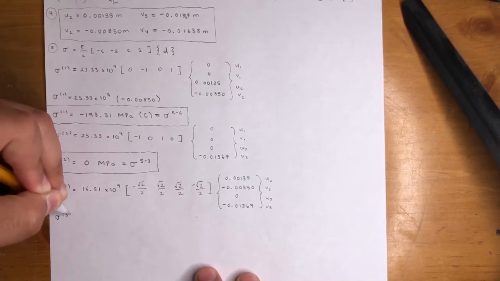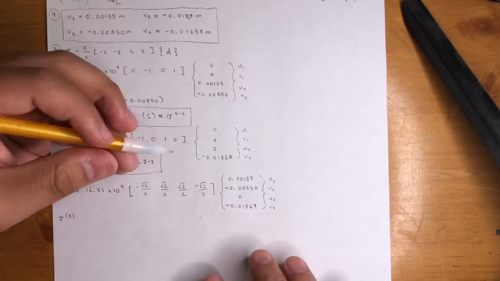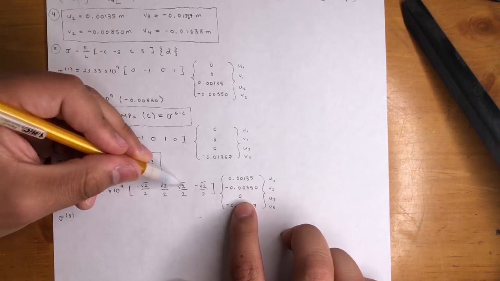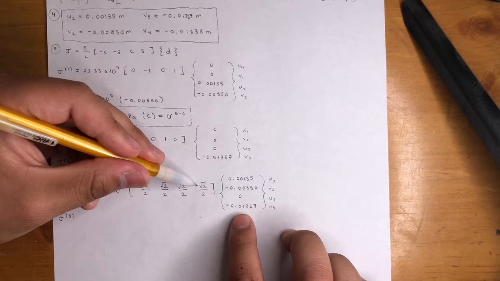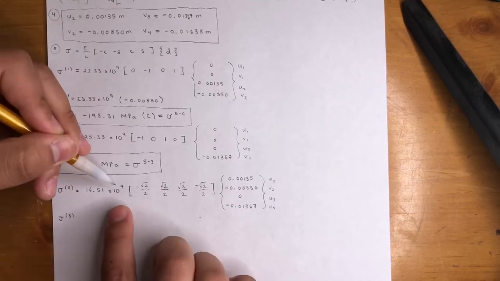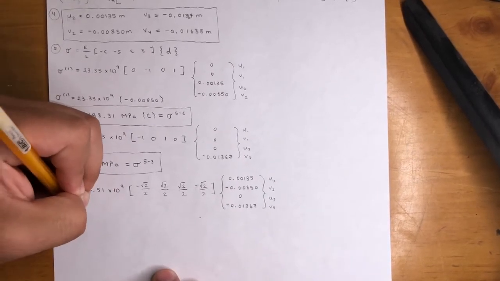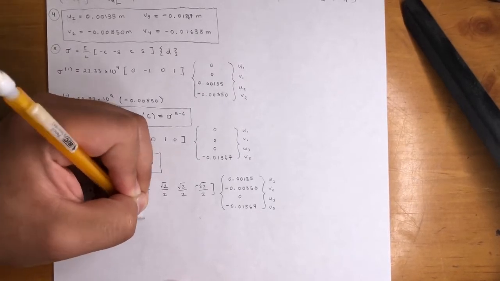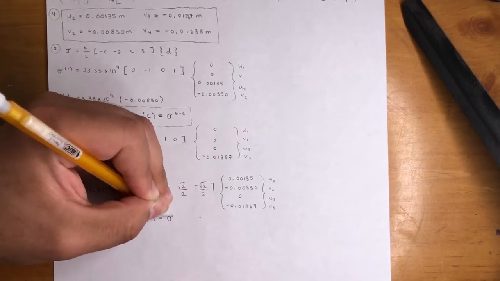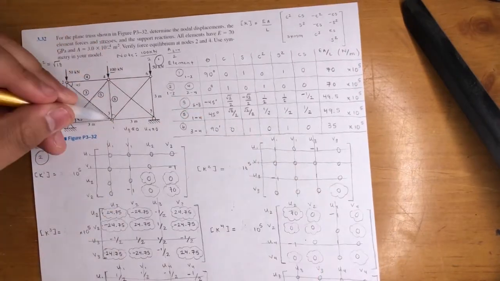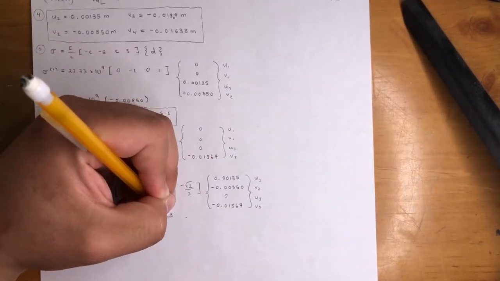Sigma 3, do the math. What I like to do here, just factor out the radical 2 over 2. So you're going to have negative 1 times this, plus 1 times this, plus 1 times this, plus negative 1 times this. Multiply by radical 2 over 2, because you factored it out, remember? Multiply by 16.51, multiply by 10 to the 9. If you do that, you will get 44.60 megapascals. Positive, so that's in tension. And which one is that equal to? Well, sigma 3 was between nodes 2 and 3. So 2 to 3, now it's from 6 to 3. Okay, so sigma 6 to 3.